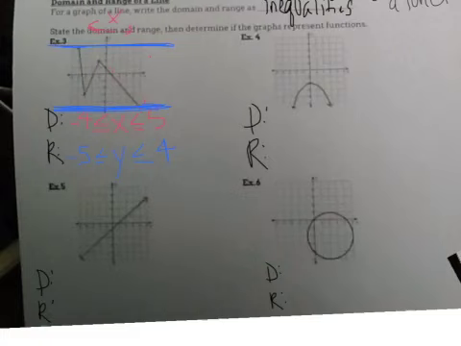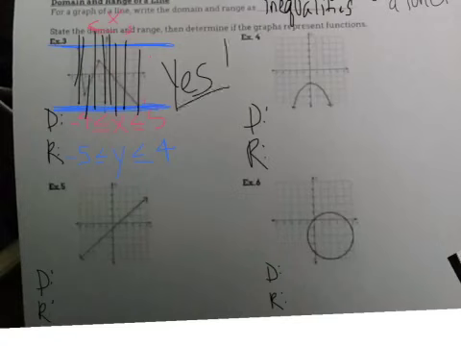Is this relation a function, yes or no? Well, we'd need to look at the vertical line test. As I pass some vertical lines through, it looks like they will only ever touch one time. And so we would say, yes, this is a function.